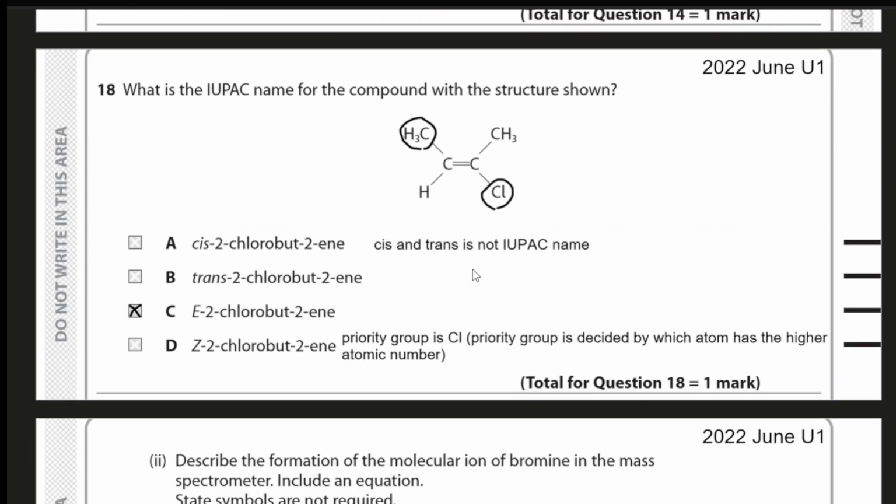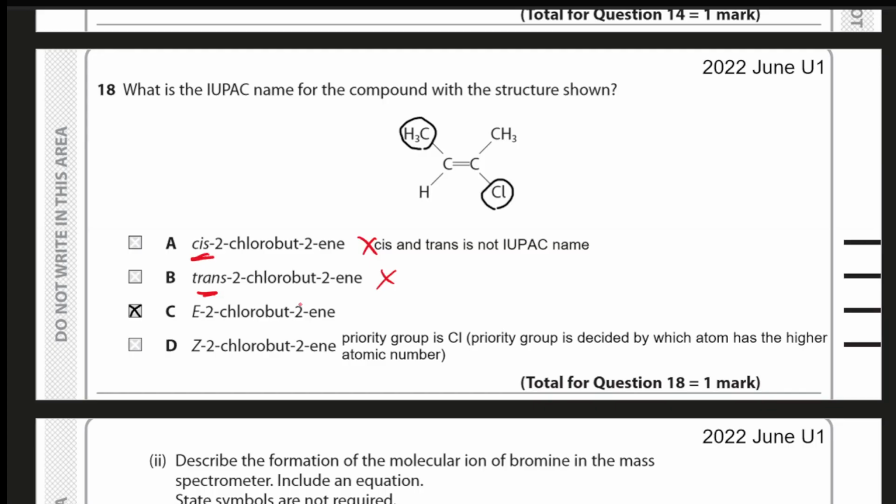Moving on to the next part, what is the IUPAC name for the compound with the structure shown? Now, if you check it out, you need to check one thing, that is cis and trans. These are never included in the IUPAC system. So we can easily omit A and B whenever they tell you to write the compound which involves geometric isomerism. E and Z: EZ isomerism is the system which is included in the IUPAC naming system. So in this case, we can automatically omit A and B. Now this leaves us C and D.